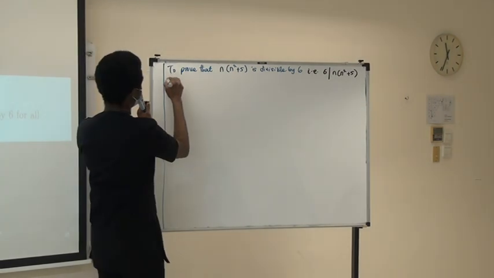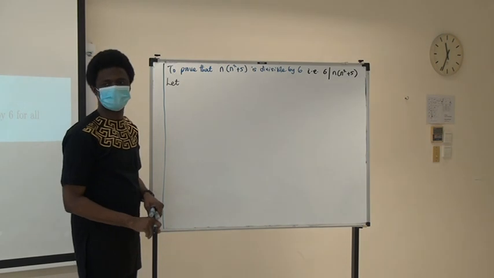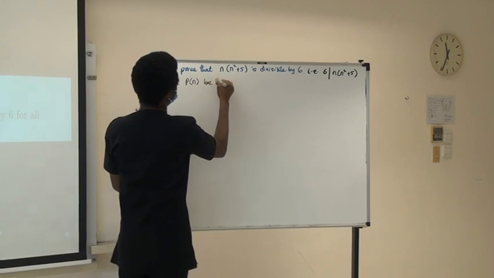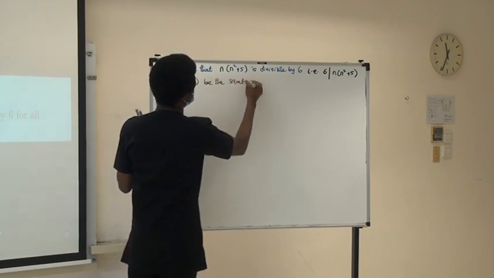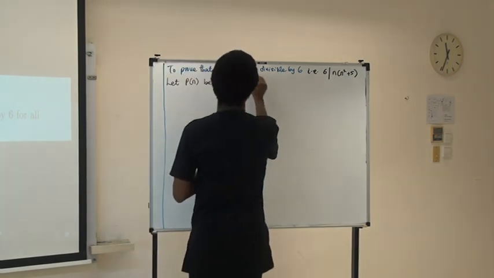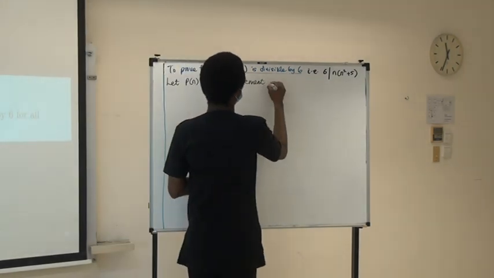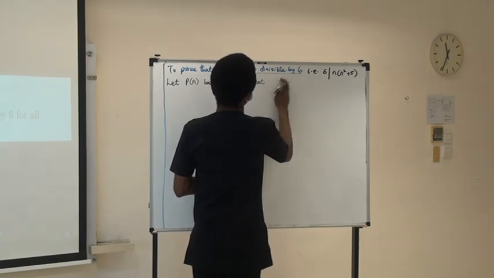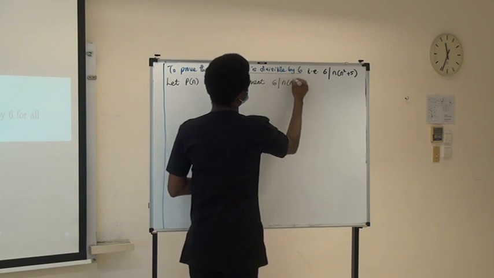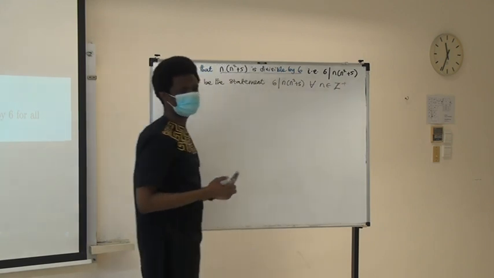PN is a problem, because nobody said anything about PN. You introduce PK. So what does that mean? You need to define what that means. Let PN be the statement. What statement? The statement that this is divisible by 6 for all n. Instead of writing all this, you can write this. Let Pn be the statement 6 divides n(n squared plus 5) for all positive integers n. That's Pn.